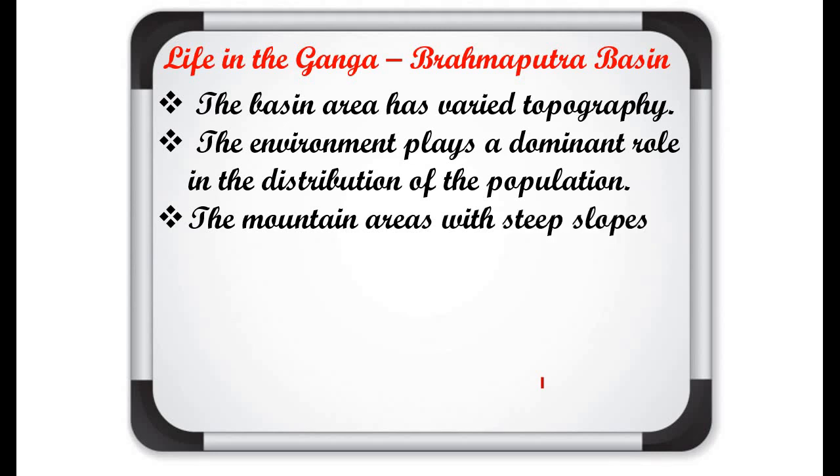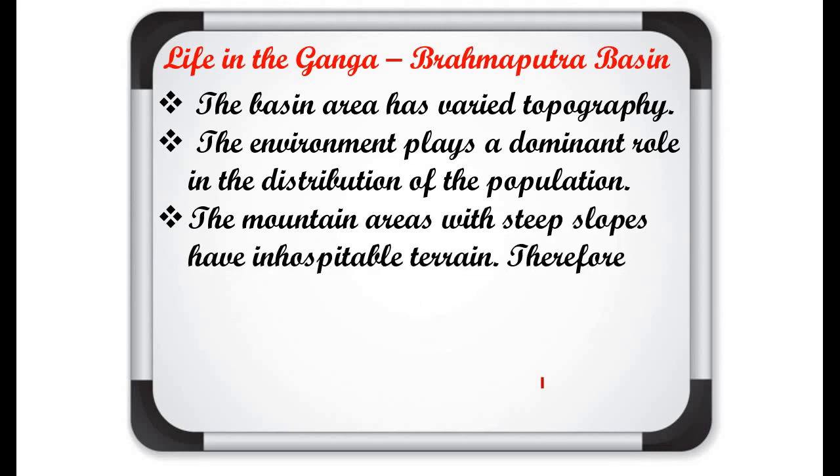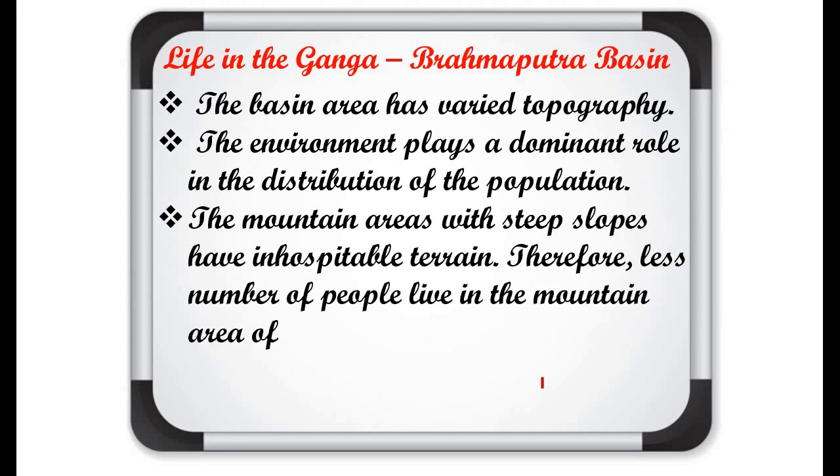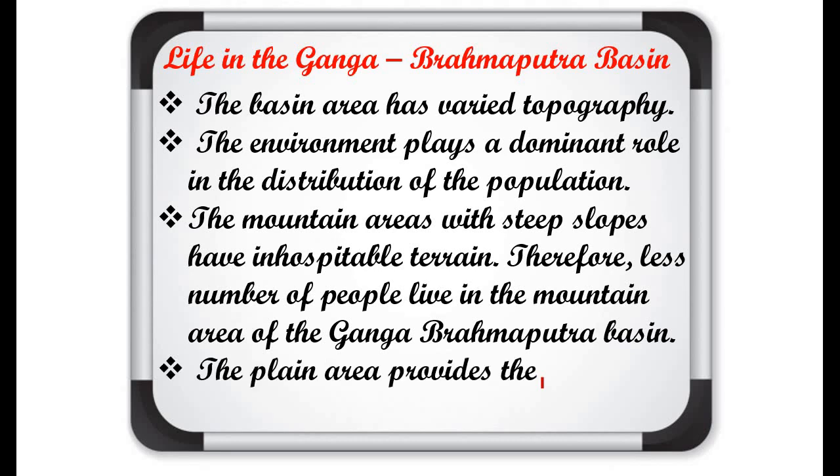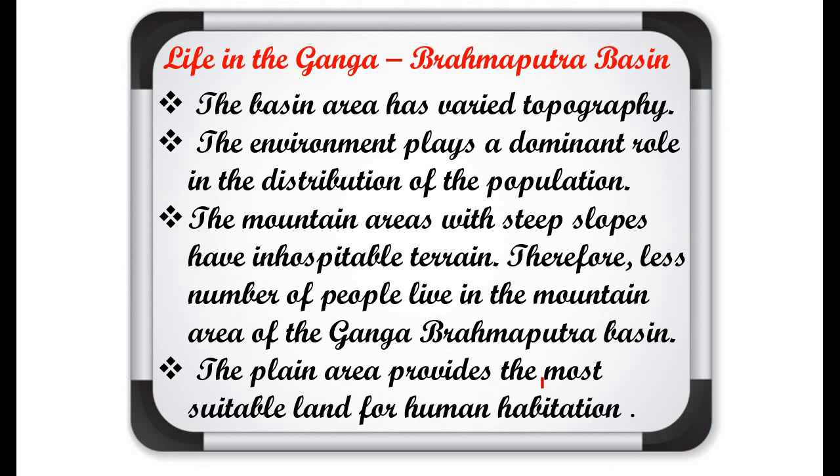The mountain areas with steep slopes have inhospitable terrain. Therefore, fewer people live in the mountain area of the Ganga-Brahmaputra basin. This is because there is a very harsh cold climate, so fewer people live in these mountainous areas. And plain areas provide the most suitable land for human habitation. The plain area climate is also suitable, and the land is plain and fertile, so a large number of people live in the plain areas.